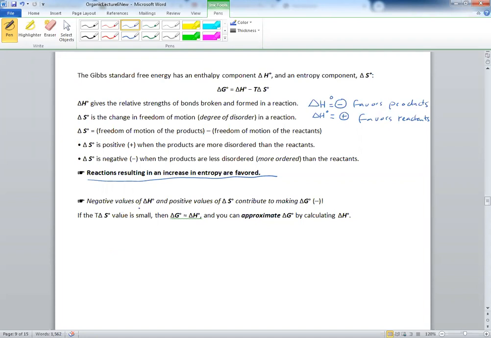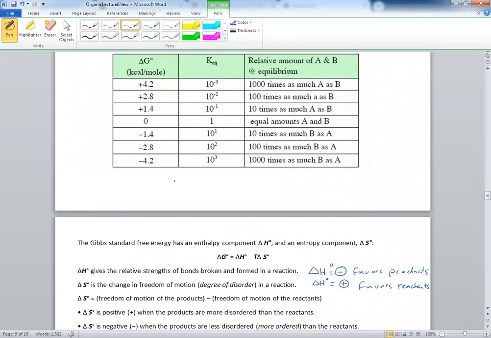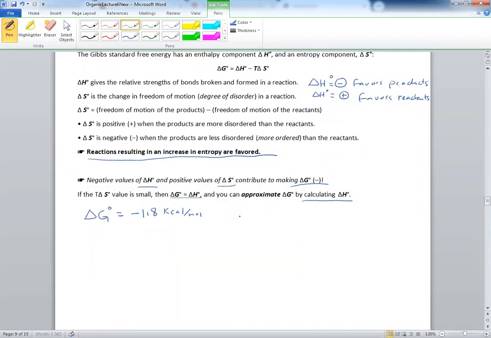To summarize things, what we need is negative delta H's and positive delta S to contribute to making a negative delta G. And if T delta S, where T is the temperature, is small, then delta H is usually equal to delta G. So you can approximate delta G by calculating delta H. Generally, you will see in your book or in the class that instead of delta G, say negative 1.8 kcal per mole, it might be written as delta H, negative 1.8 kcal per mole.